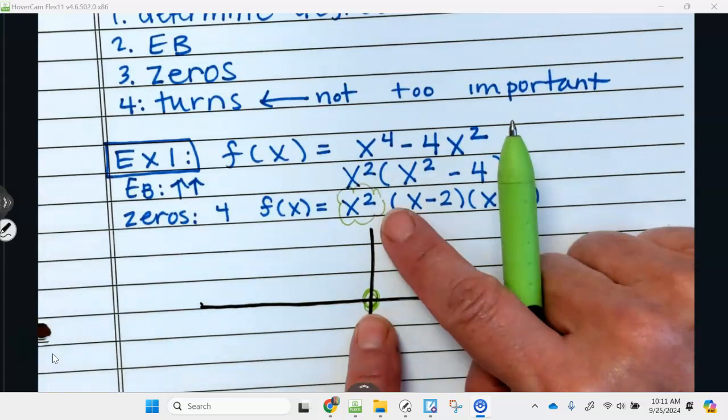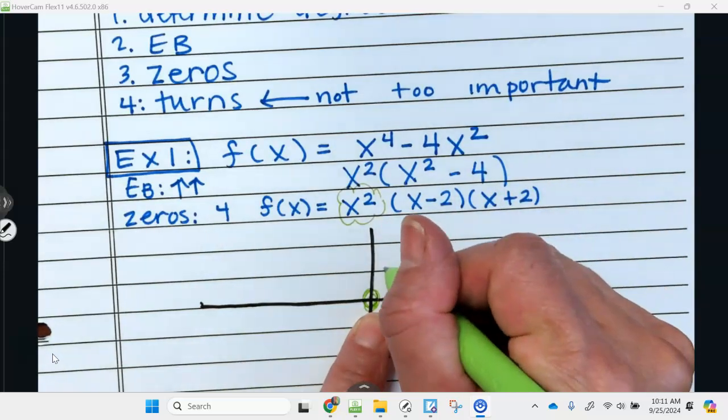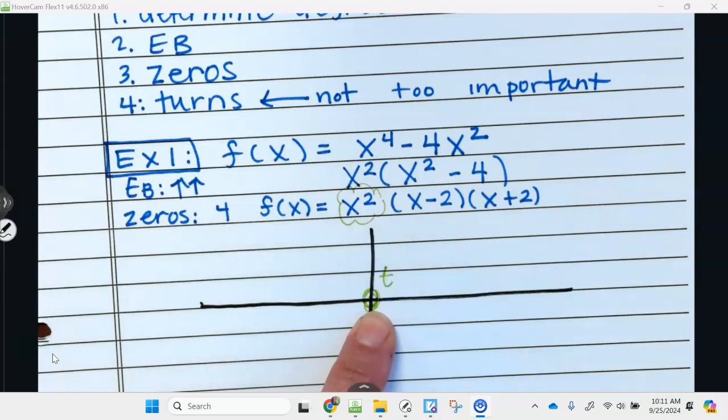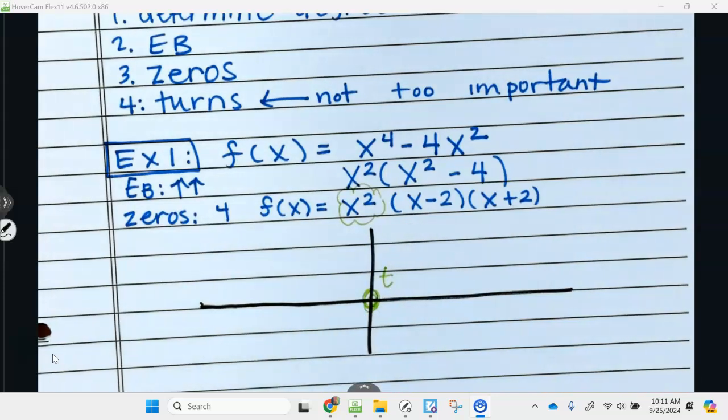But look, this x-intercept repeats. It has an exponent of 2. So it's going to bounce off the x-axis. You have to write the letter T for tangent if you want full credit. I am not showing anything extra on this stuff. Your graphs have to look just like mine for full credit.